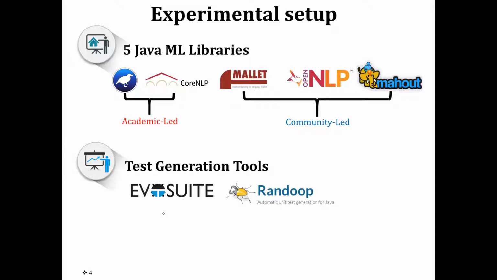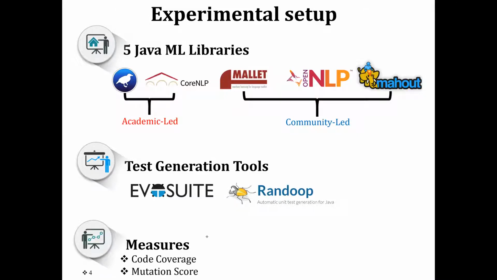Regarding the test case generation tools, we focus on two types of typical and scalable approaches: based on search-based optimization of call sequence, that is EvoSuite, and the random generation of call sequence, that is Randoop. To measure the quality of the generated test cases, we adopted two metrics: coverage and mutation score. For the mutation score, we applied PIT to generate mutants and measure the score.